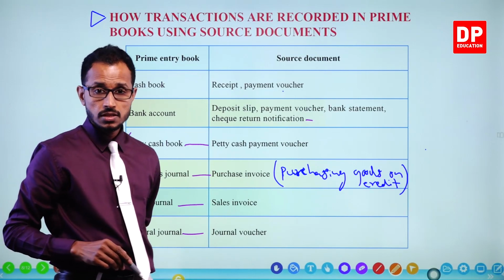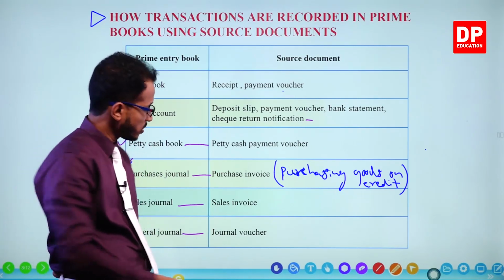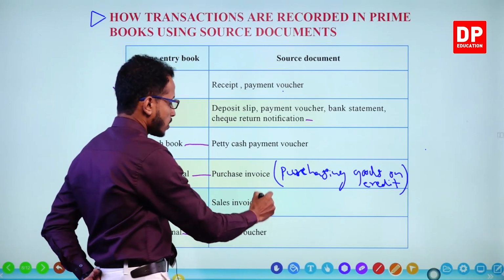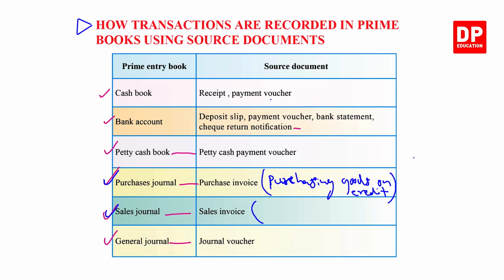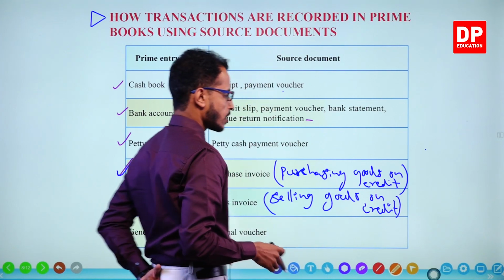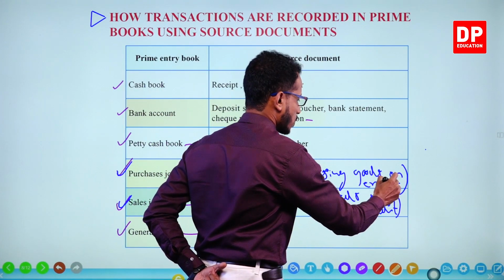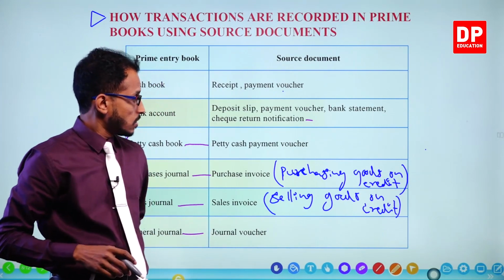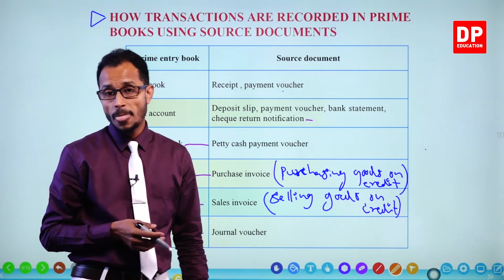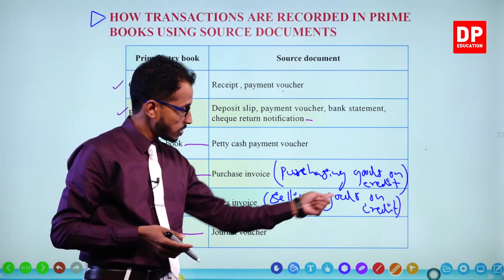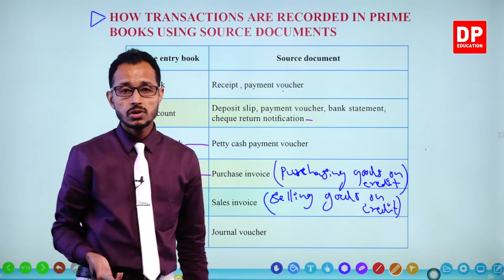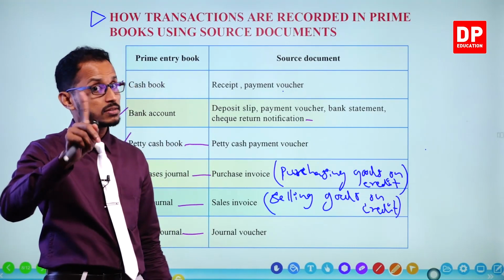Likewise, for the sales journal, sales invoices are used. You issue sales invoices for selling goods on credit. That is the transaction that sales invoices are issued for, when goods are sold to the customers on credit, not for cash.